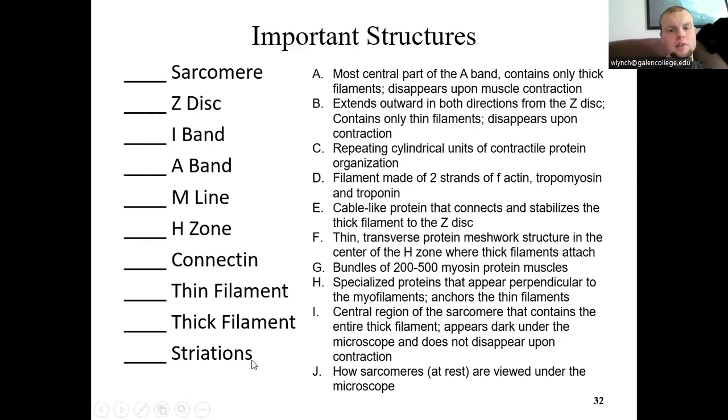For striations, I'm going to go with J. That's how sarcomeres at rest are viewed under the microscope. And I think that completes this. So I think we did sarcomere, Z disc, I band, A band. I don't think I missed any. If I did, shame on me.